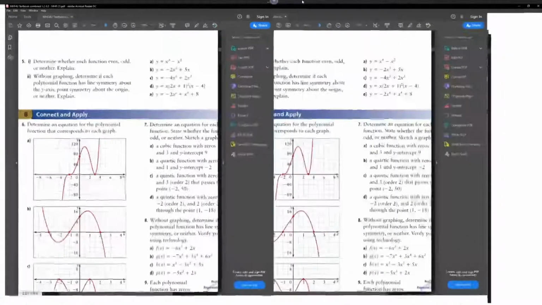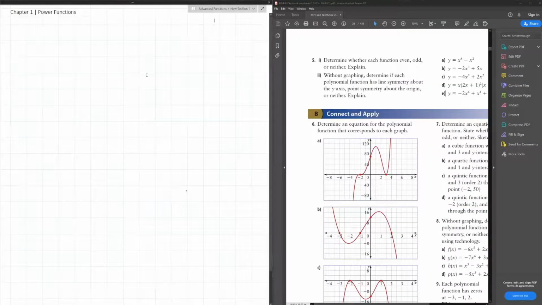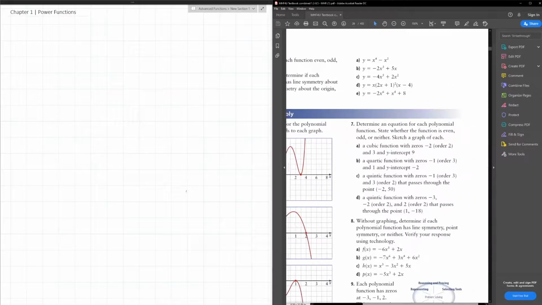Let's look at question 5 now. So question 5 is the following. Determine whether each function is even, odd, or neither, and explain. Without graphing, determine if each polynomial function has a line of symmetry about the y-axis, point of symmetry about the origin, or neither, and then explain. Okay, so I assigned A, C, and E. Well, let's quickly go through these. Let's do this, honestly. I feel like it will make more sense.